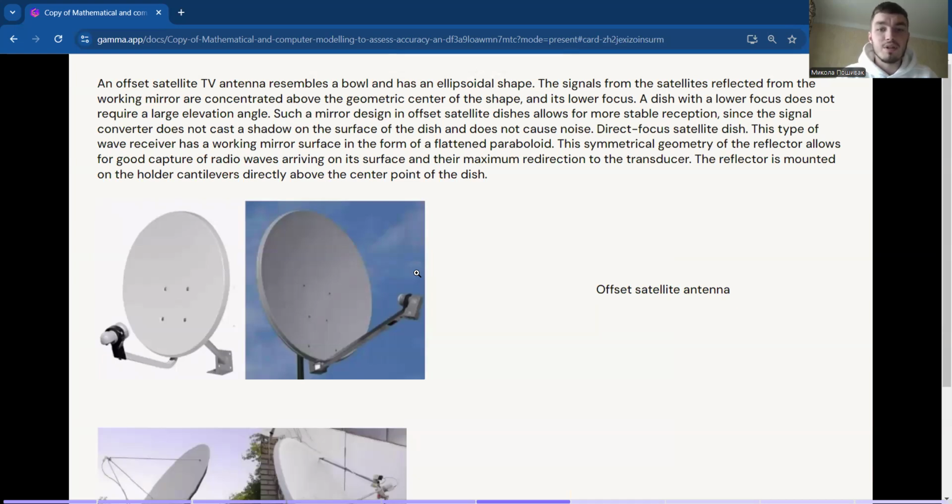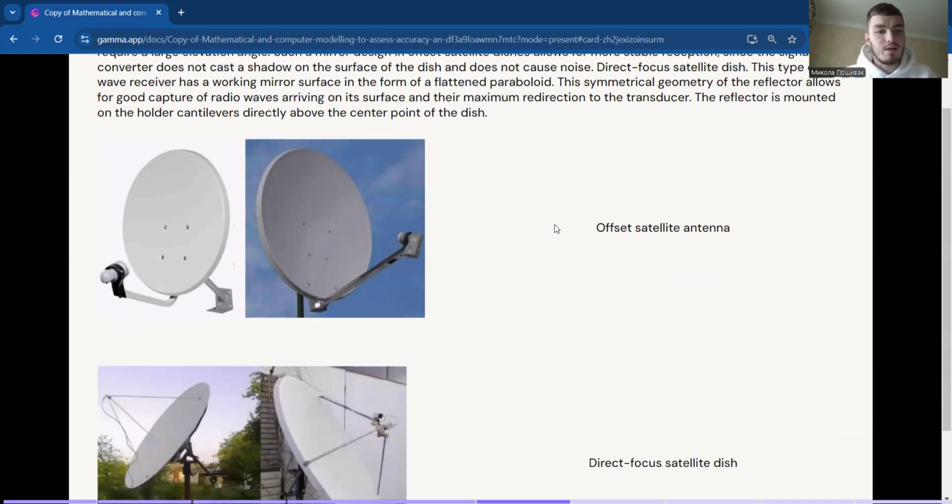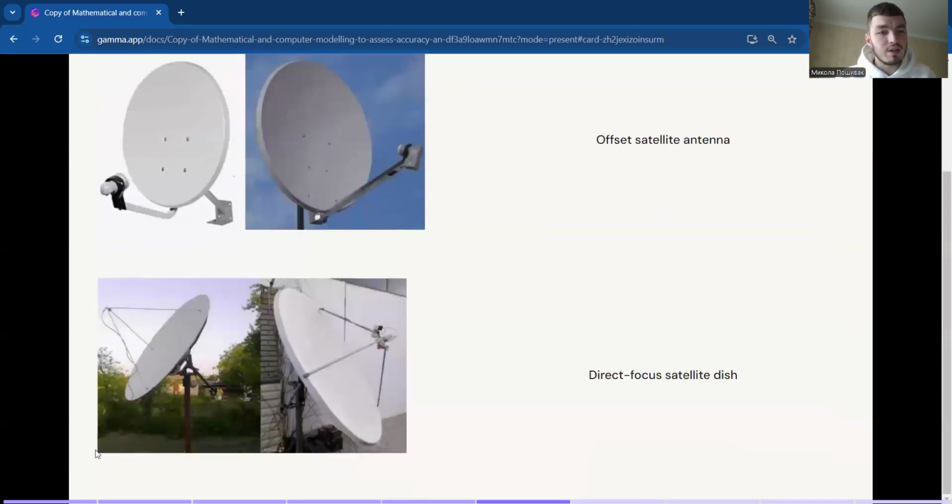Direct focus satellite dish. This type of wave receiver has a working mirror surface in the form of a flat-ended paraboloid. The symmetrical geometry of the reflector allows for good capture of radio waves arriving on its surface and their maximum redirection to the converter. The reflector is mounted on the holder cantilevers directly above the center point of the dish. And now we can see an offset satellite antenna, and we can see a direct focus satellite dish.